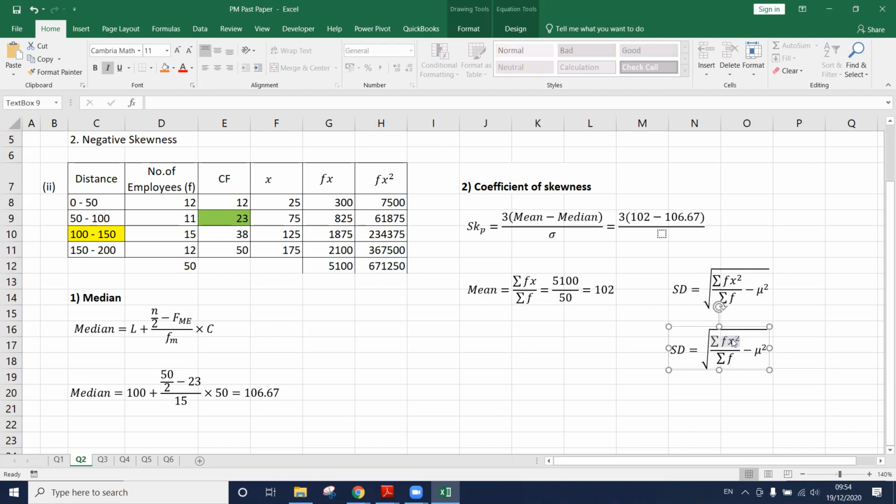Here this value comes to us: 671,250 over sigma f, which we already know is 50, minus mu squared. Mu means mean, and the mean value we have found is 102, so mu squared is the squared value of 102. Therefore as the answer we will get 671,250 over 50 minus mu squared, right? Then the square root of that, 54.96, should be our standard deviation value.